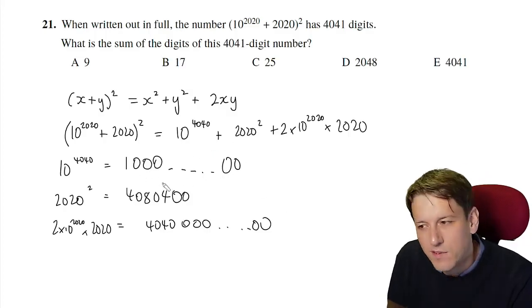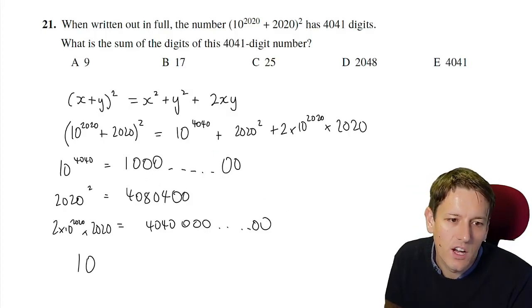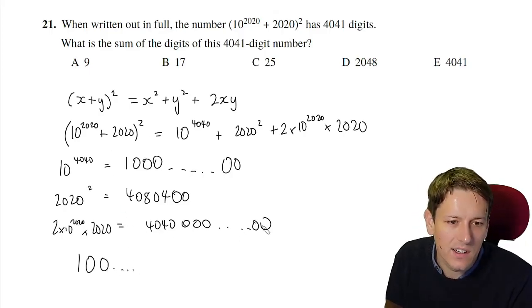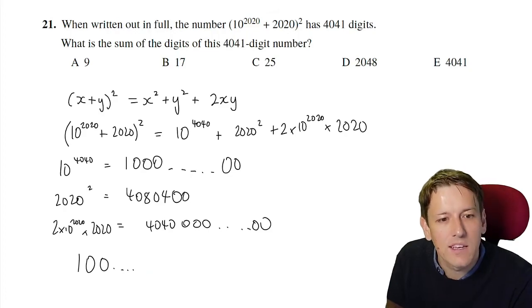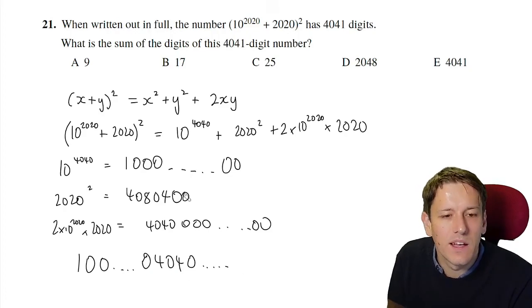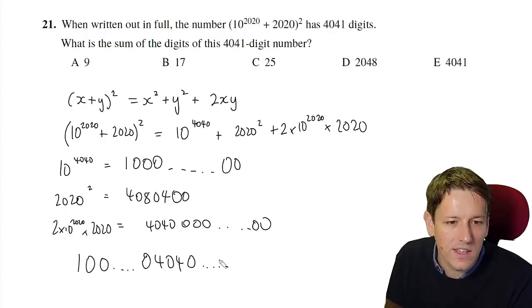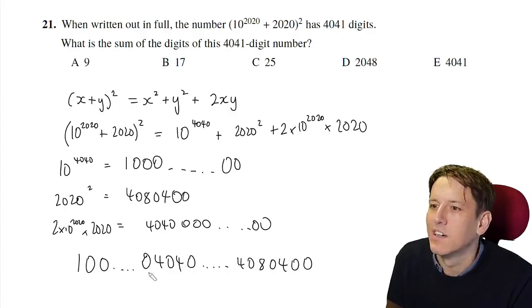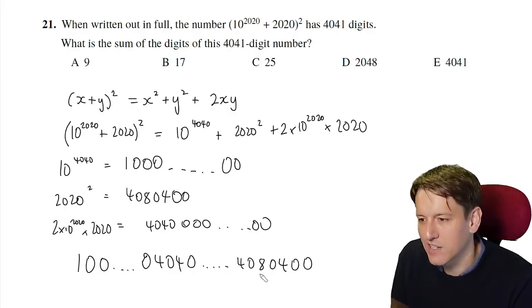But this one's got over 4,000 zeros in it, so I'm going to start with the 1, and then after a couple of thousand zeros, finally, this number will appear here, so I'll get 4040, whatever, and then this number here won't appear until the end, so I'll add that on and I'll get 4080400. So I can actually write down this whole number quite easily, as long as I don't actually want to write out all the zeros.